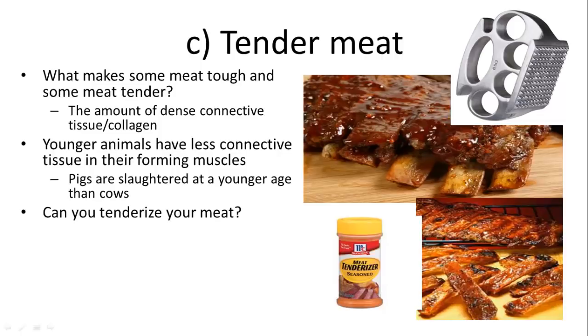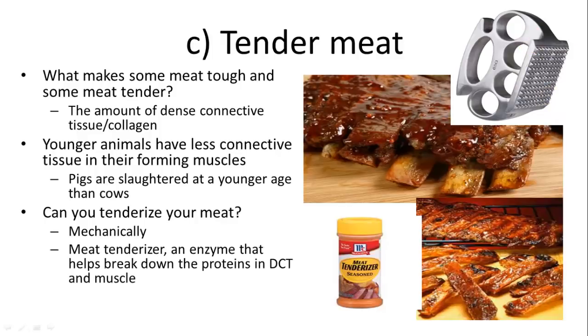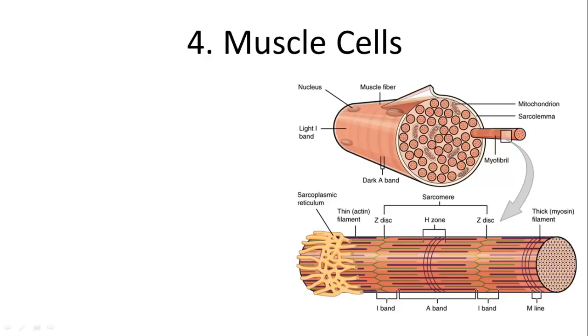You can tenderize your meat mechanically by pounding it with, here's a meat tenderizer here. Kind of breaks up those fascia layers. Or you can use this meat tenderizer enzyme, which breaks down that fascia. Or you can just cook it longer at a lower temperature. All right. We're going to then get into a microscopic layer and look at the muscle cells, which are also called muscle fibers.